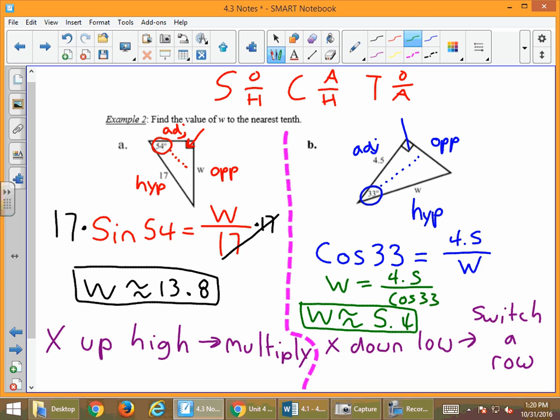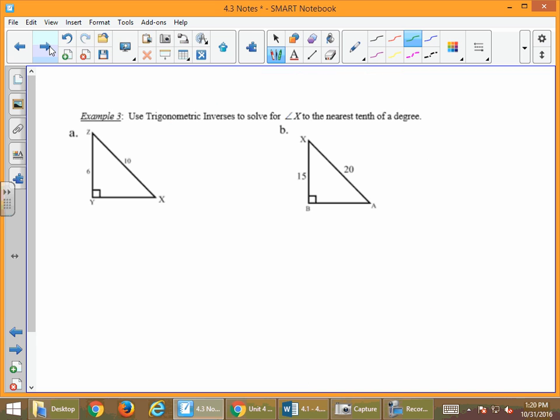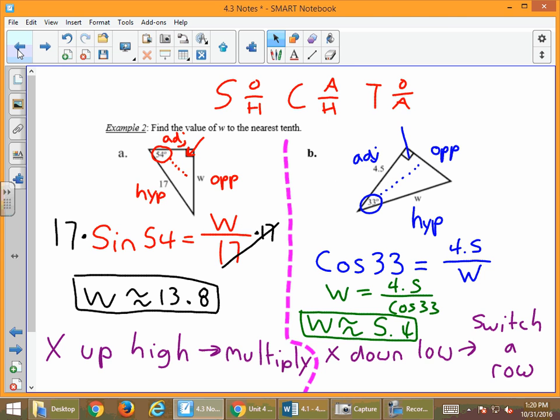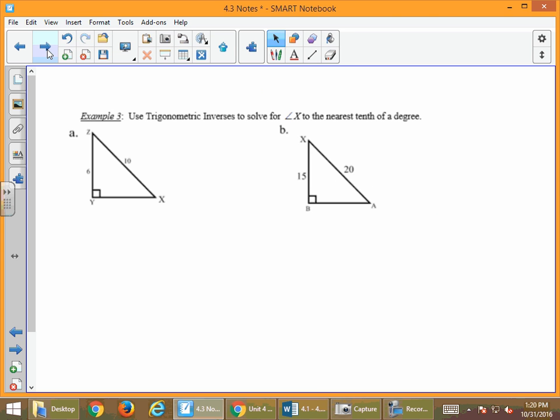Okay, sine, cosine, or tangent. Let's go to this next one. This is the last way to solve. I told you there's only 3 ways to solve. What is different about A and B that's different than the other ones we just did? There's one thing different. Read the question too. Chloe, what do you think?